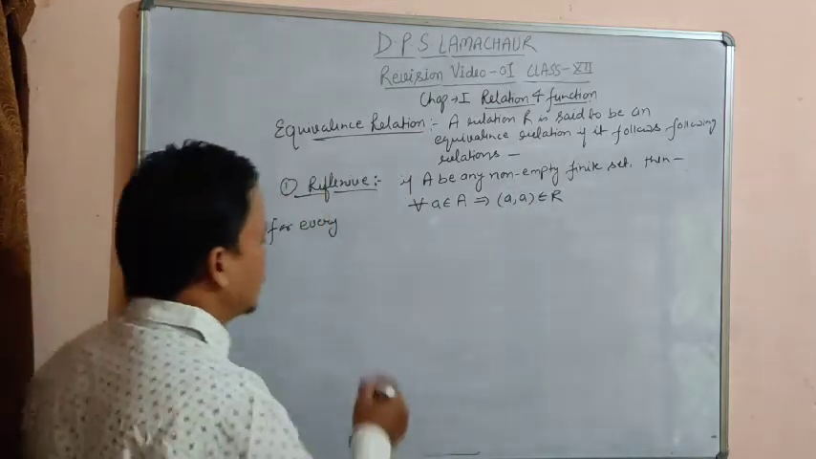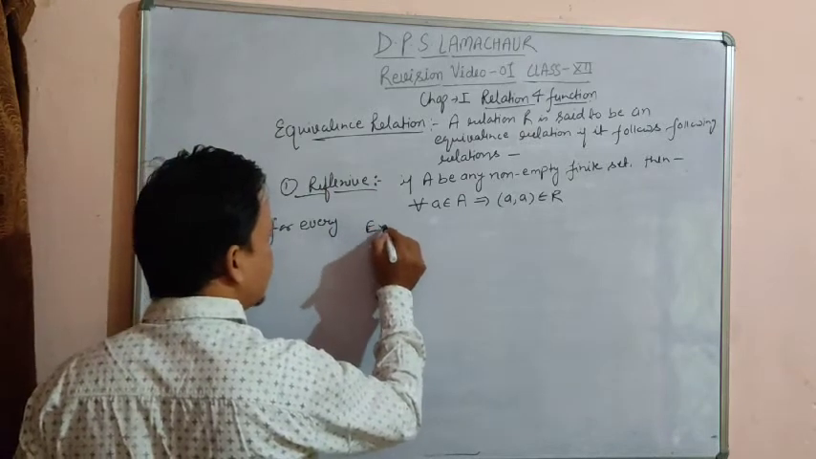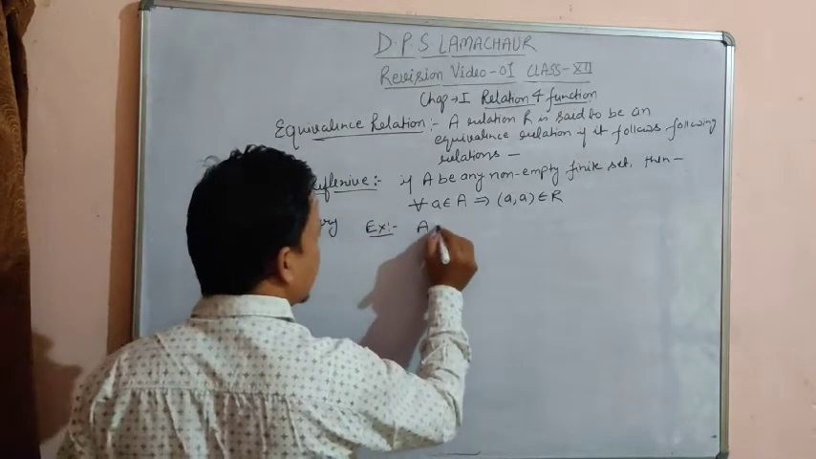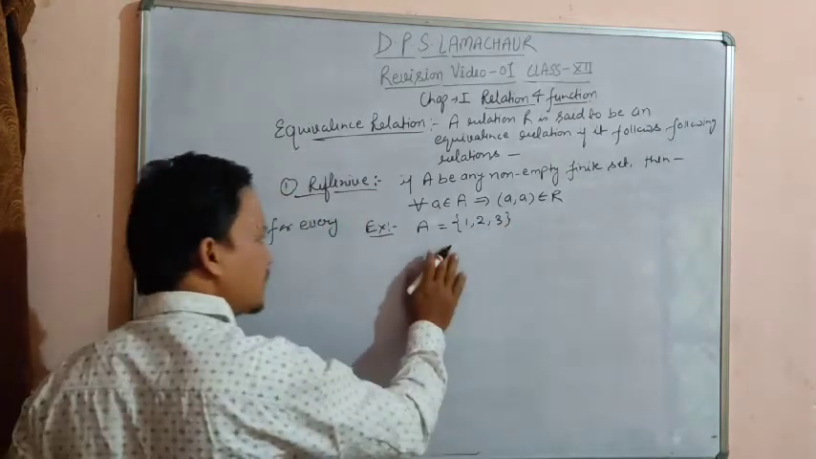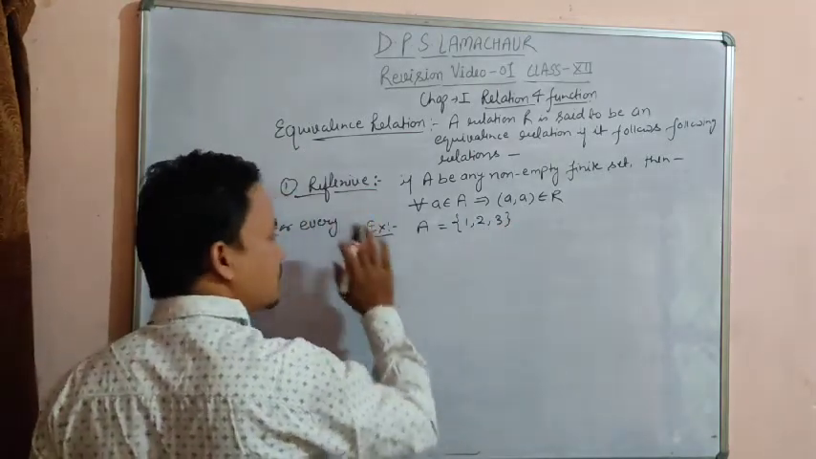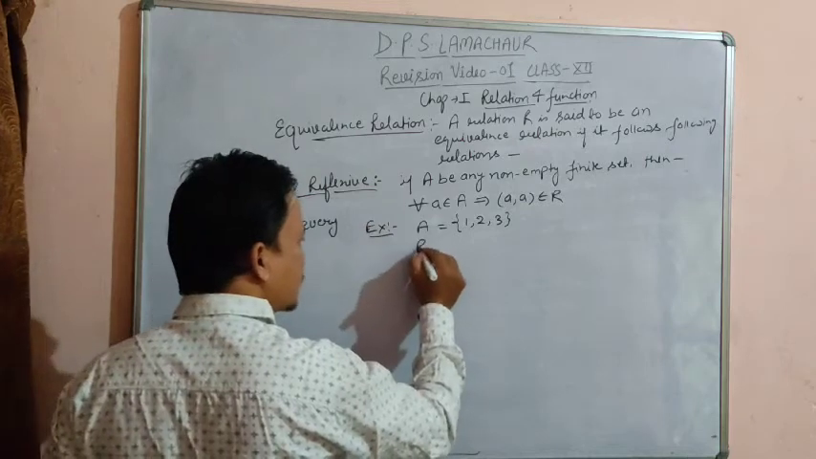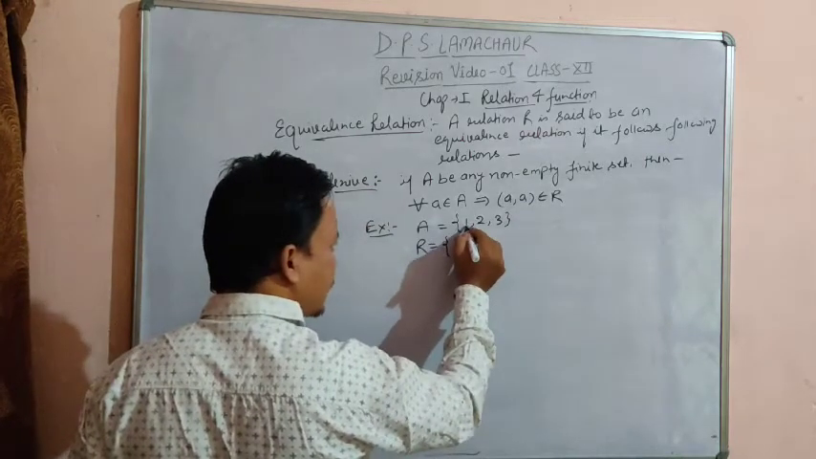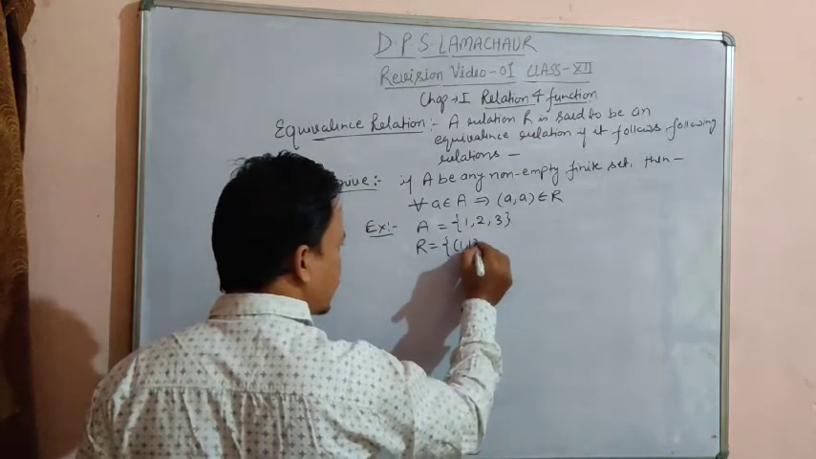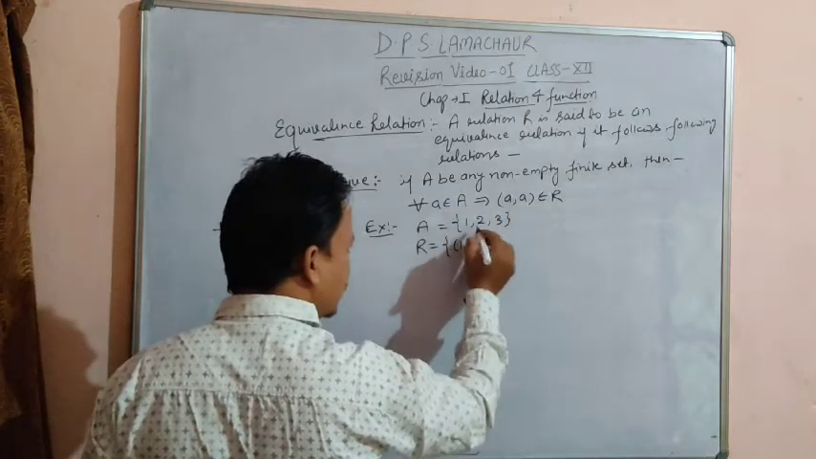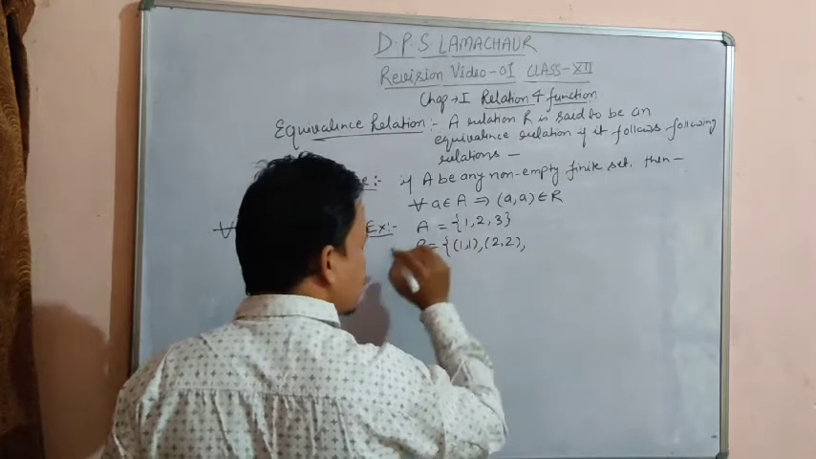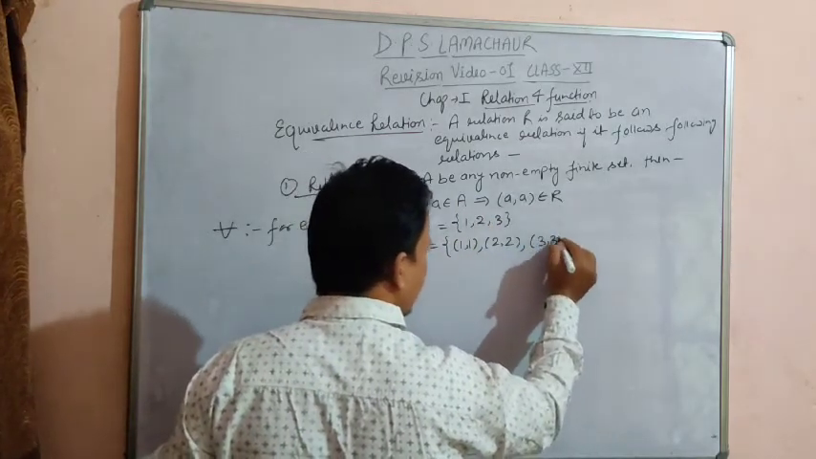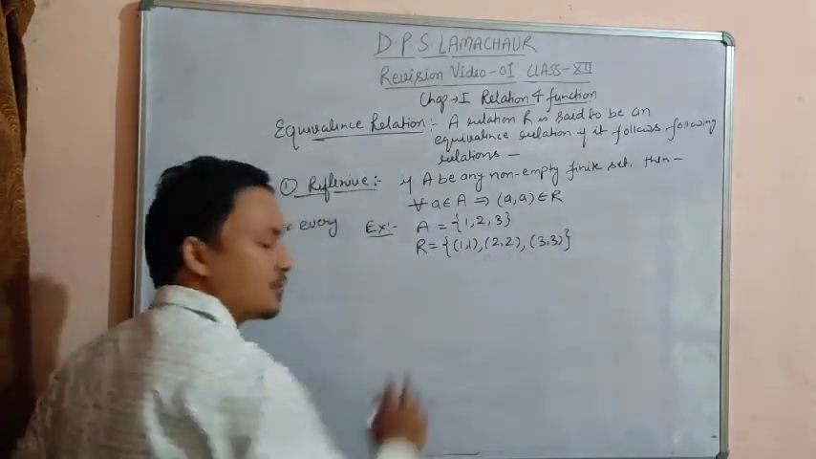Let me explain with an example. Suppose A contains 3 elements, 1, 2, 3. A is any set containing 3 elements. Then what is the condition for reflexivity? The relation should have 1 comma 1 in R. If 2 is in the set, then 2 comma 2 is in R. 3 is in the set, so 3 comma 3 must be in R. This is the condition for the relation.